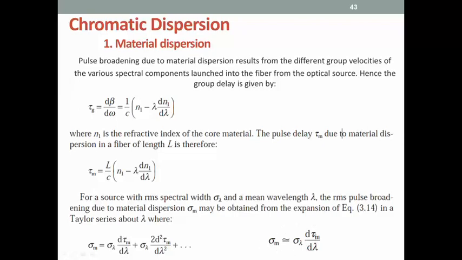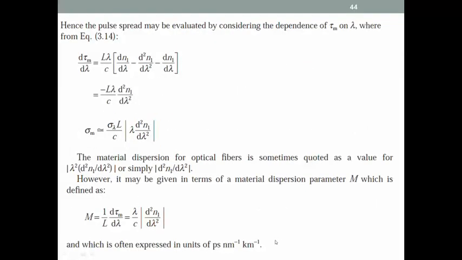So what we are going to do is differentiate tau m with respect to lambda and substitute it here, and multiply by sigma lambda so that we can get this particular value. So let us see how it is going to happen.